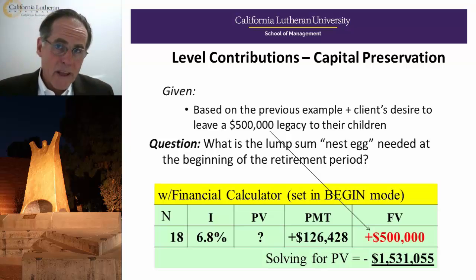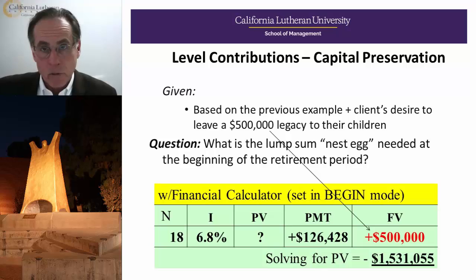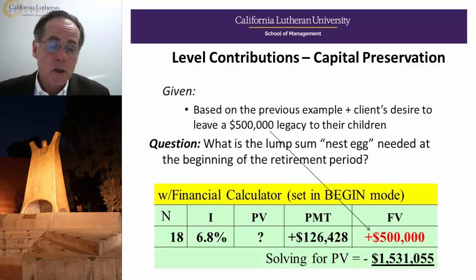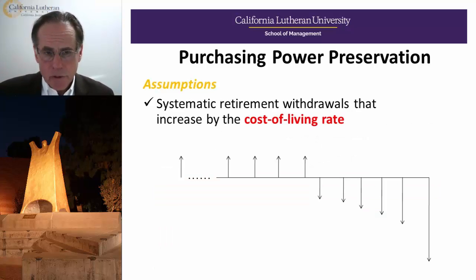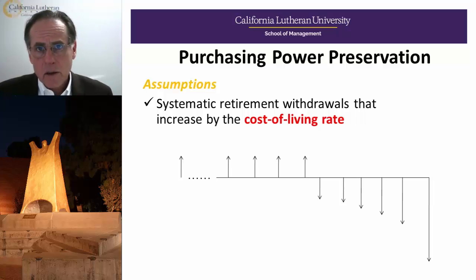We already inflated 70,000 out those 18 periods to get 126,428. We also used a future value of $500,000. That's the legacy. We solved for the PV, and you see that now it's increased from that former lump sum to now $1,531,055. And again, to solve for the contribution, it would be the same process as before, simply using this larger lump sum need.